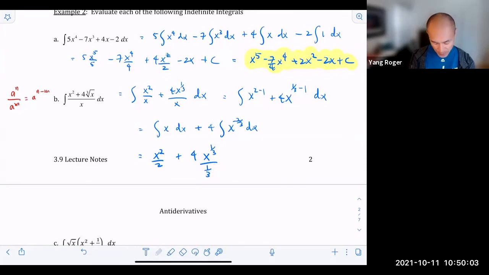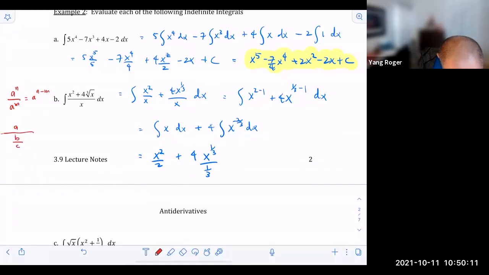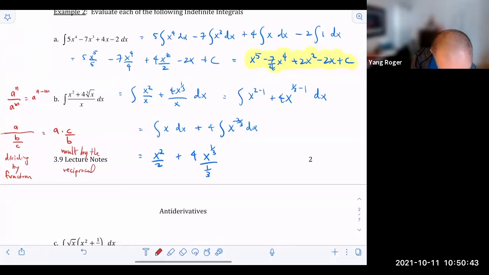So at this point, I want to remind you that if you have something like A divided by B divided by C like this, that's the same thing as A times C over B. So a lot of times you'll hear me say dividing by a fraction is the same thing as multiplying by the reciprocal. That's referring to this thing I just wrote on the left here. So this is dividing by a fraction. And then this part here is multiplying by the reciprocal. The idea is that these two things are equal.